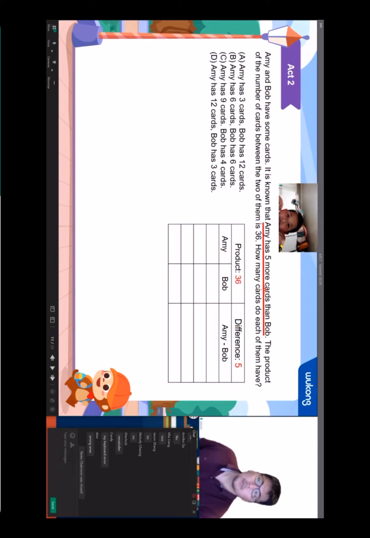Yeah. All right. So now you can see that Amy has 5 more cards than Bob. That means we need to do Amy minus Bob because Amy has more. Okay, the big number minus the small number. And the product, guys, is 36. So how many cards do they each have?